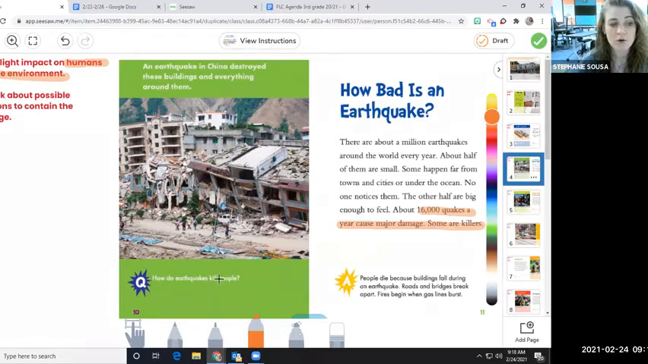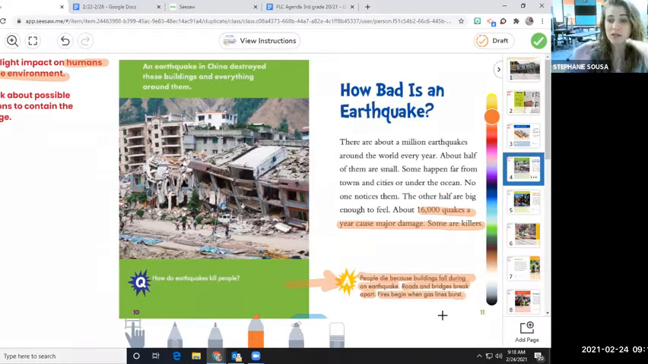Question, how do earthquakes kill people? Answer, people die because buildings fall during an earthquake. Roads and bridges break apart. Fires begin when gas lines burst.